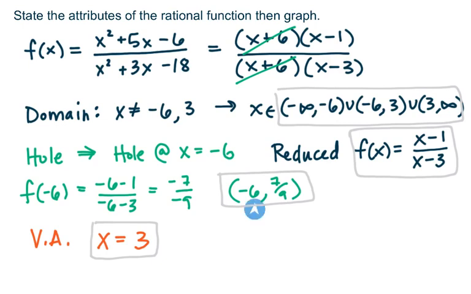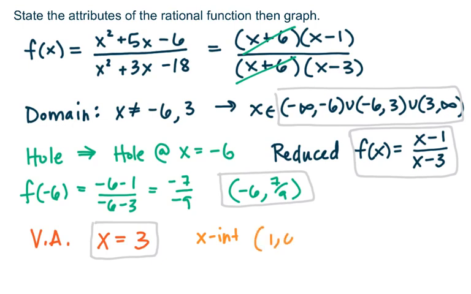X equals 3 is my vertical asymptote. So you'll notice negative 6 is left out of the domain, and positive 3 is left out of the domain. These two numbers represent either a hole or a vertical asymptote. Now, simply looking at this reduced version of the function, I could find my x-intercept. My x-intercept is going to come from that factor that's left in the numerator. My x-intercept is going to occur at 1.